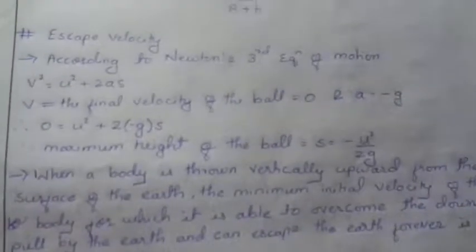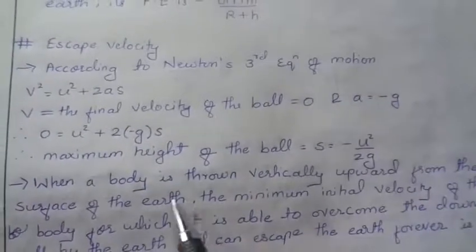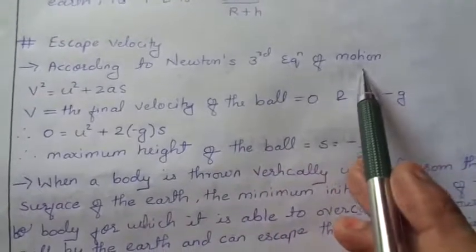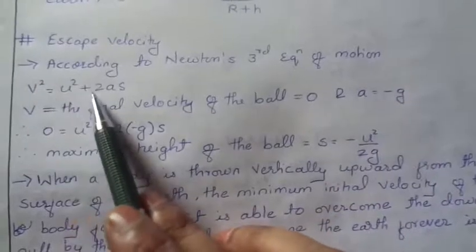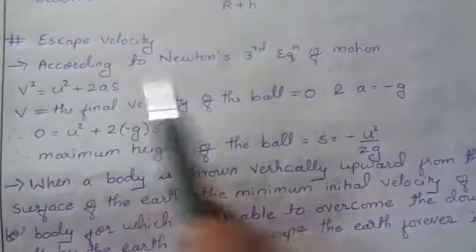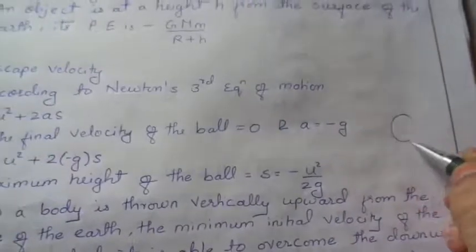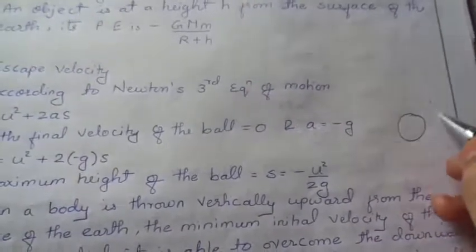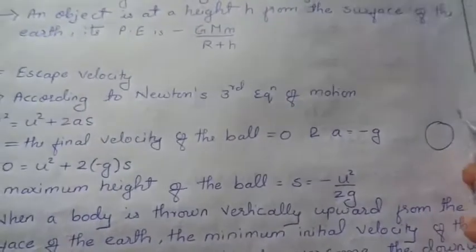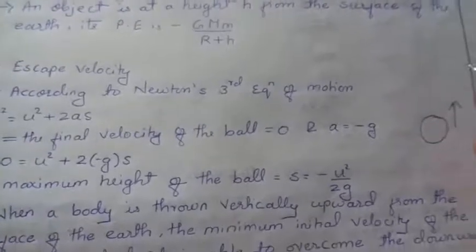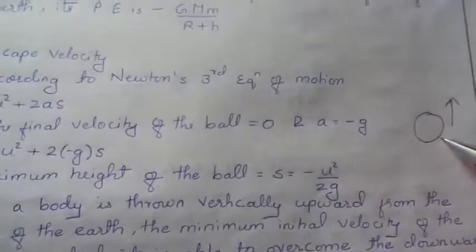So now we are going to study about the escape velocity. According to Newton's third equation of motion, v square equals u square plus 2as. See, earlier I have discussed about this ball. If it is thrown vertically upward, it will go up depending upon how much initial velocity you are providing.